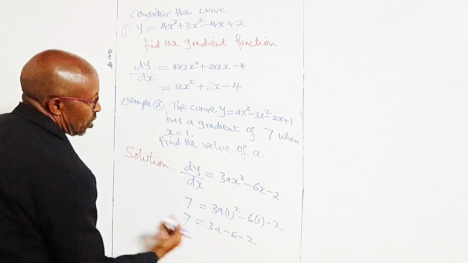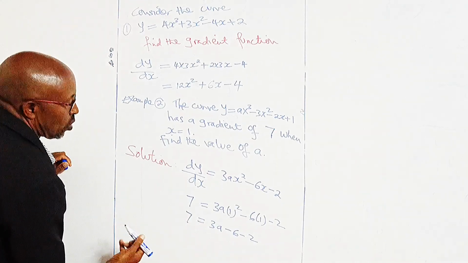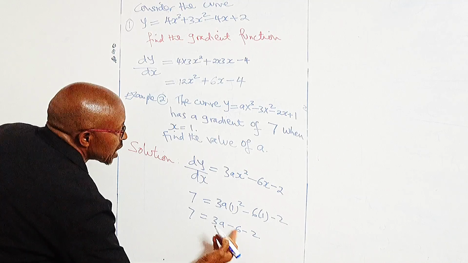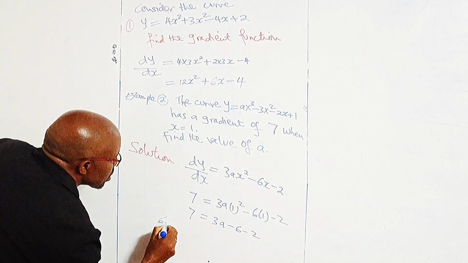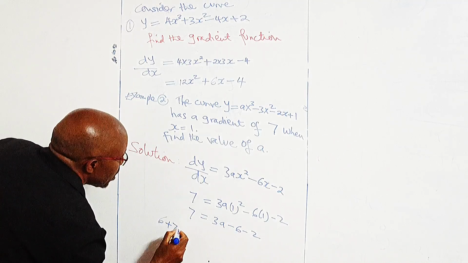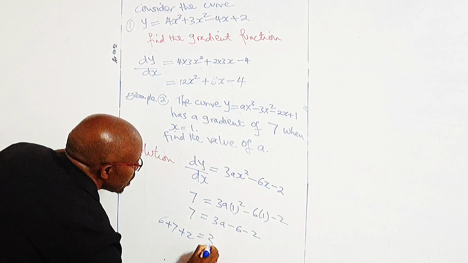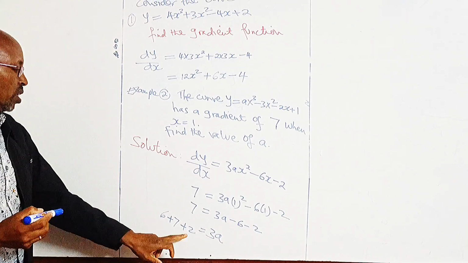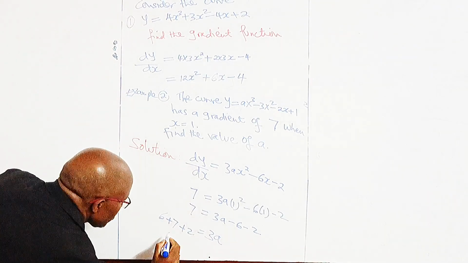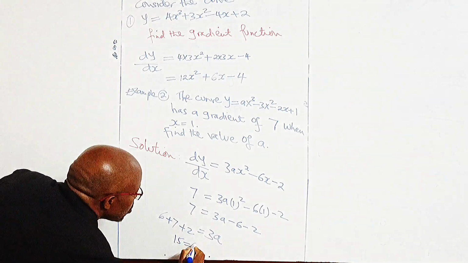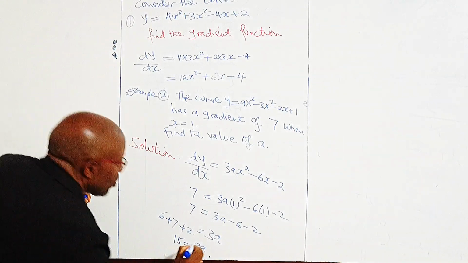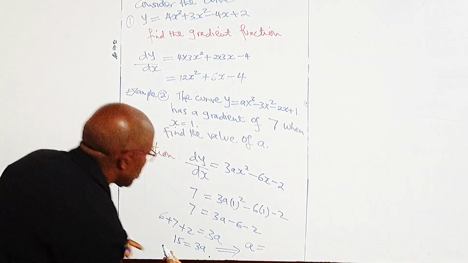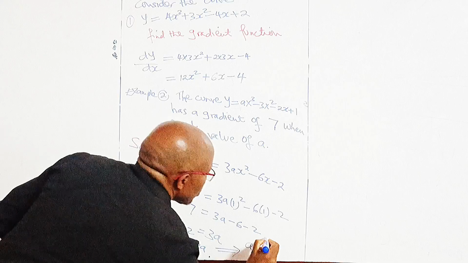Take the negatives to this side. So we'll have 6, so this will be 6 plus 7, then plus 2 is equal to 3a. This gives me 15 is equal to 3a. Therefore, my a is equal to 15 divided by 3, which is equal to 1.